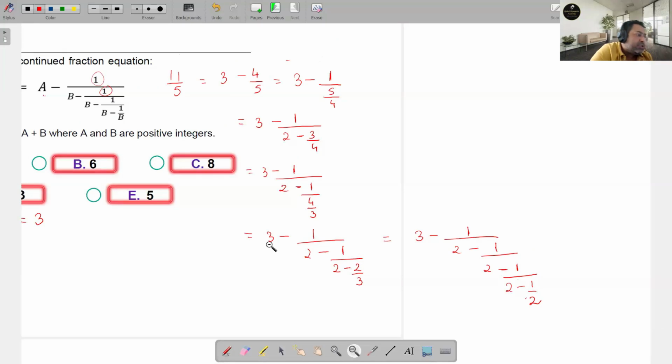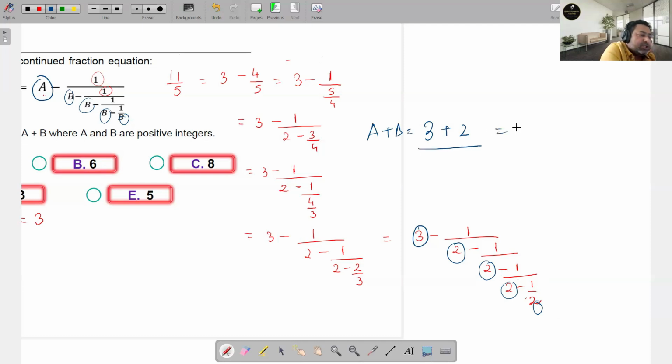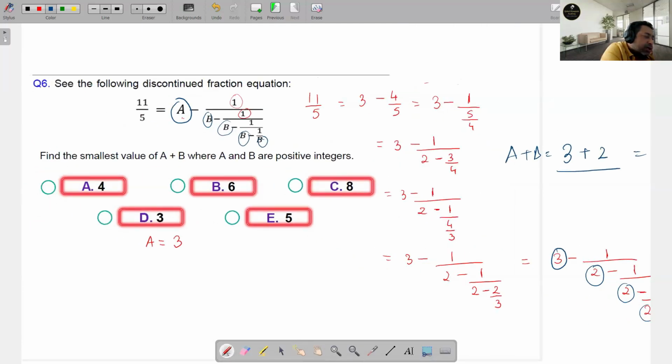If you compare this over here, for the A here you got the 3, and then you can see that you got 4 B's in that series, in the same form as it is. So A plus B's minimum value in this case is going to be 3 plus 2. The B as you can see became 2. So it's going to be 3 plus 2, which is equal to 5. And that's your correct answer. Option E is your correct answer.